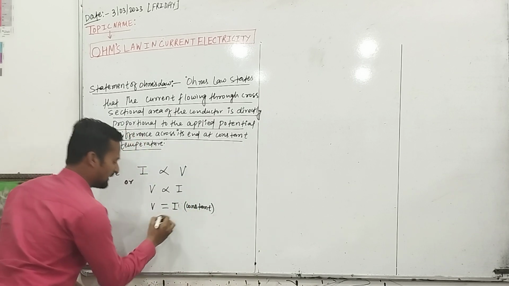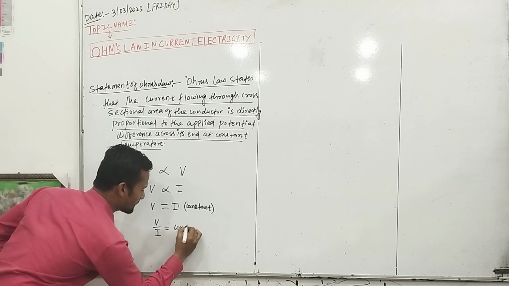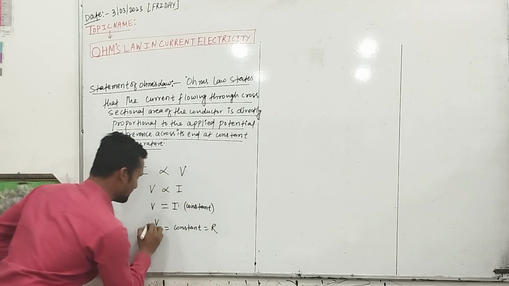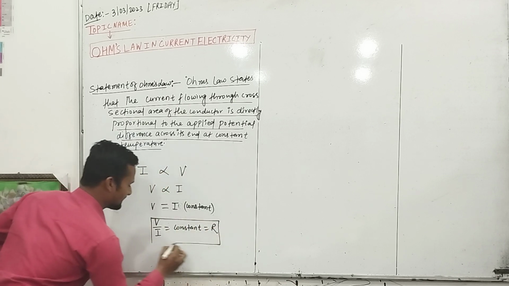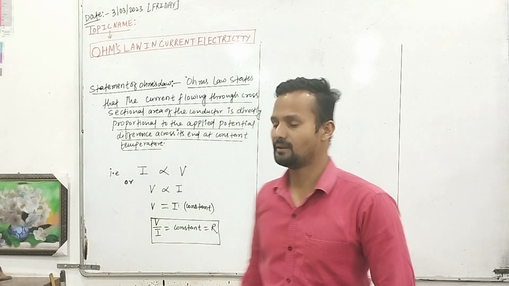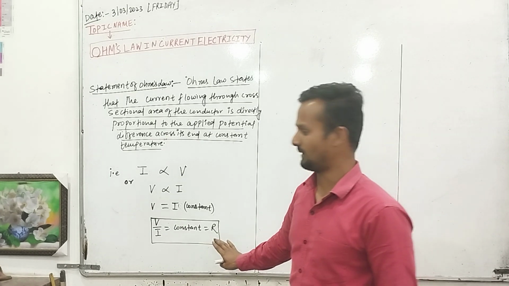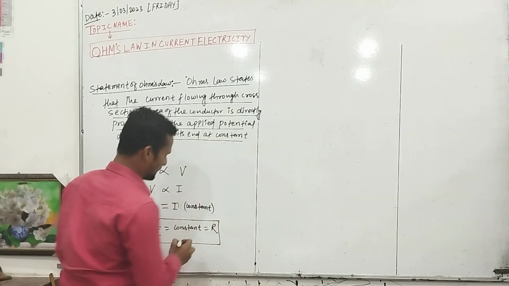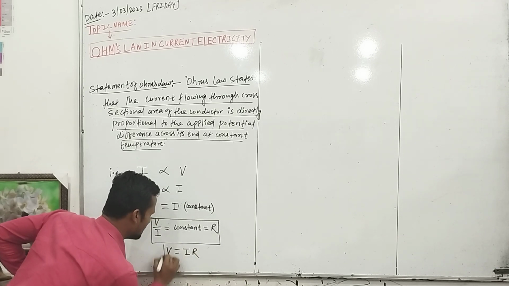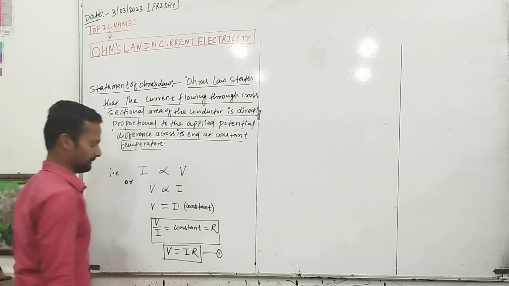Now see, from this we can write V by I is always equal to constant, and we call this constant R, which is known as the resistance of the material. This proportionality constant is denoted by R and known as the resistance of the material. So we can write V is equal to IR. So this is Ohm's law. We write it as equation number 1.